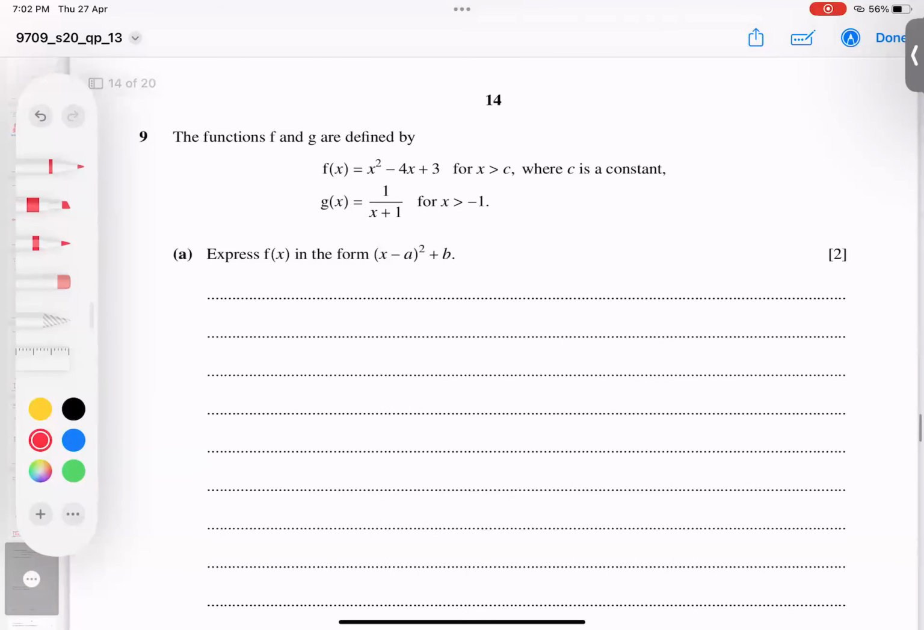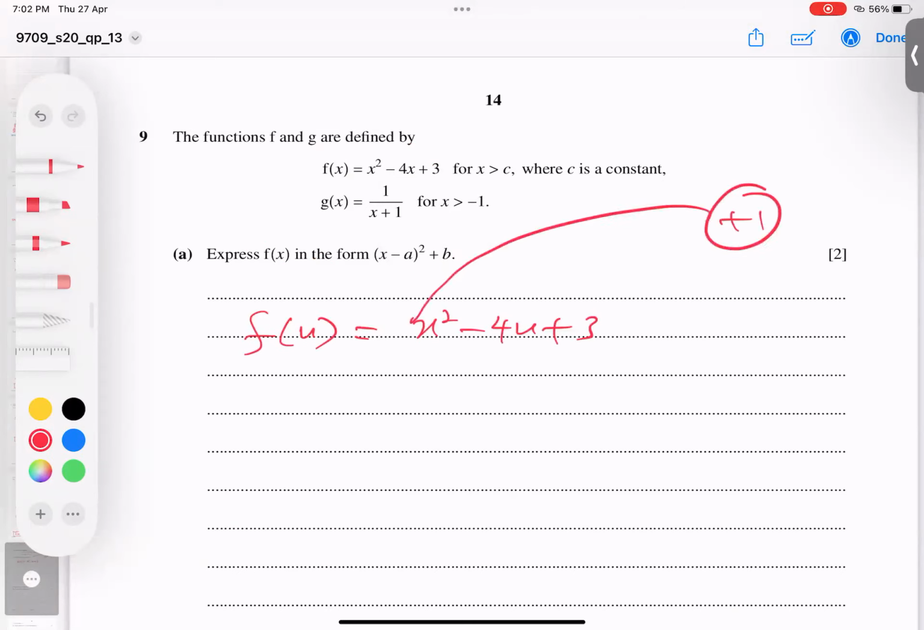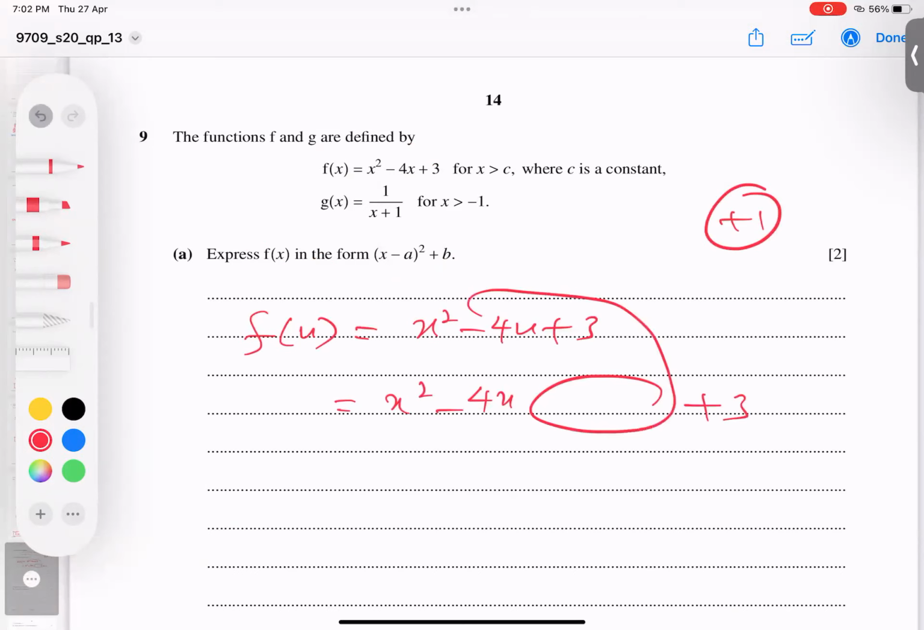Question number 9, he's saying take f(x) and convert it into completing square form. So what is the method, students? First of all, let's see how we can do it. Rule number 1, we need the x square with a positive sign, plus 1, which we already have here. So what is the next technique? The gap of 2 terms in the middle. What is half of 4? Half of 4 is 2. And this 2 square, add and subtract.